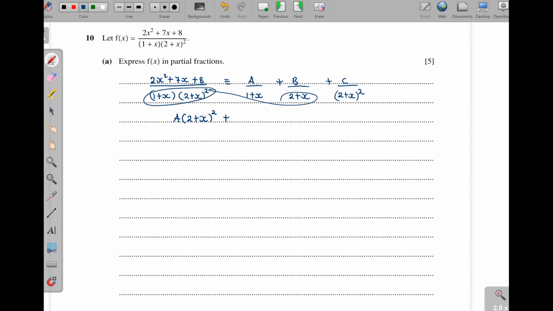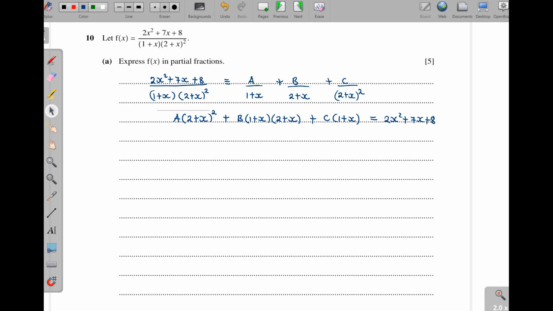When you get this, divide by this, that means this one will cancel with 1 here. Then you remain with this, then times the b. So we shall get b times 1 plus x, then also 2 plus x. Then next, you get this, divide by this. That means we are going to see this one disappearing with this, then 1 plus x, then times the c, not so? So we have c times 1 plus x. Then after that, we equate this to the numerator, which is 2x squared plus 7x plus 8.